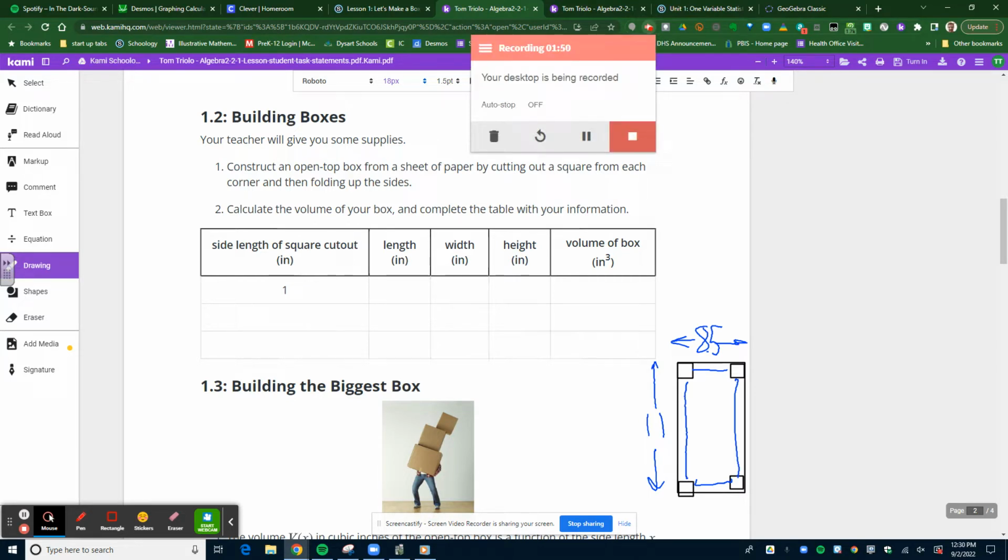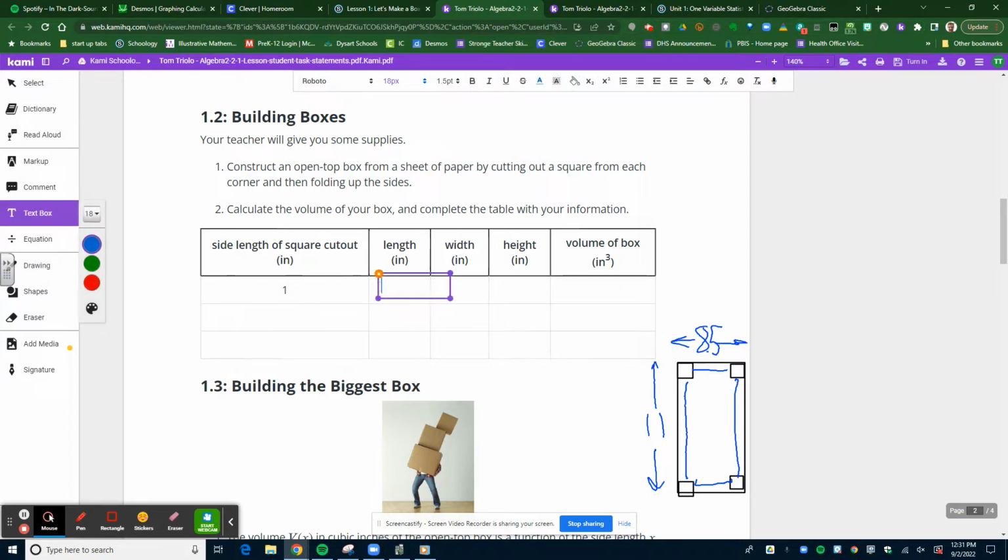Let's see if we can all figure this out together, at least for the first one. You're going to do this 2 more times. So, text box. What was my new length?